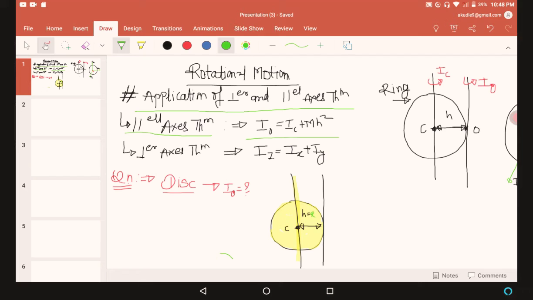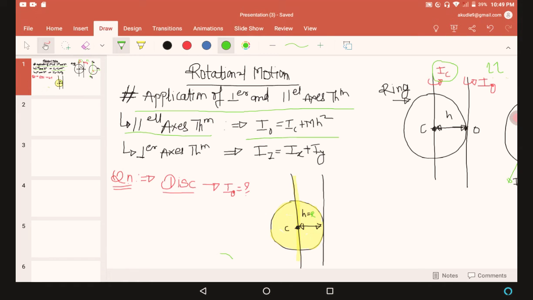First of all, what is I naught? I naught is the moment of inertia about the point where we want to find it out. And what is IC here? IC is the well-known moment of inertia. There are some standard shapes whose moment of inertia we already know. So what are these shapes?